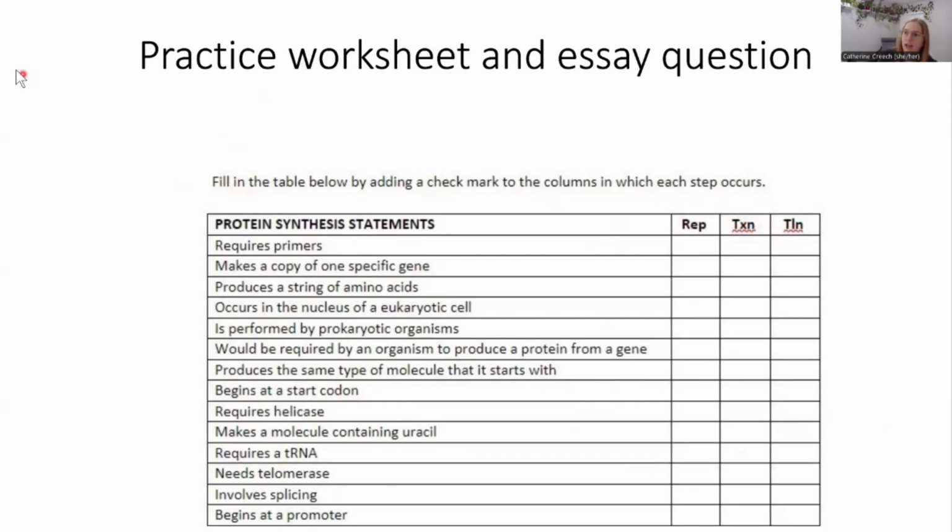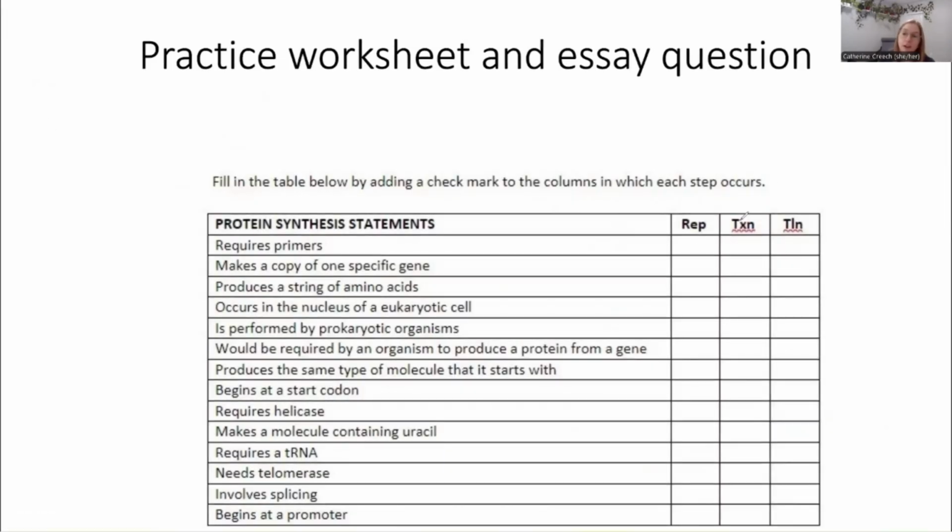So I'm going to check whether or not each item occurs in one or all 3, or maybe none of these steps. The first item is requires primers. I require primers for DNA replication, but do I require it for transcription or translation? No. We're going to use transcription factors, and then we don't need a primer for translation. We use the start codon.